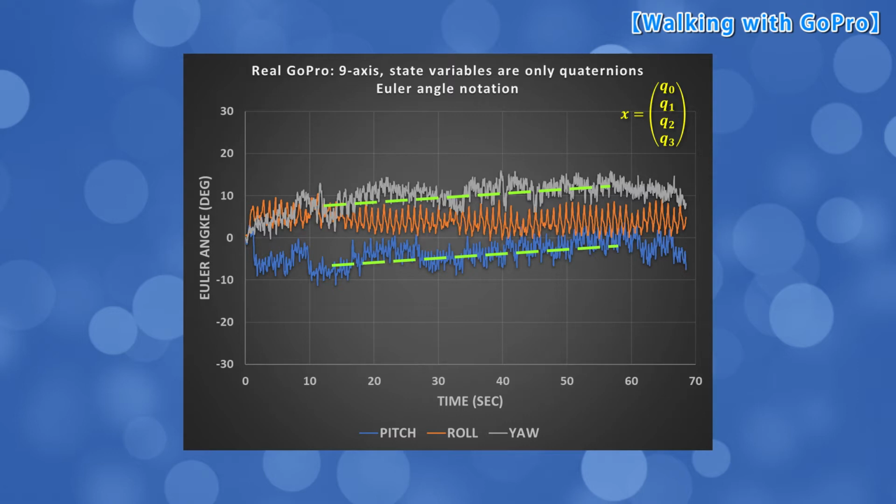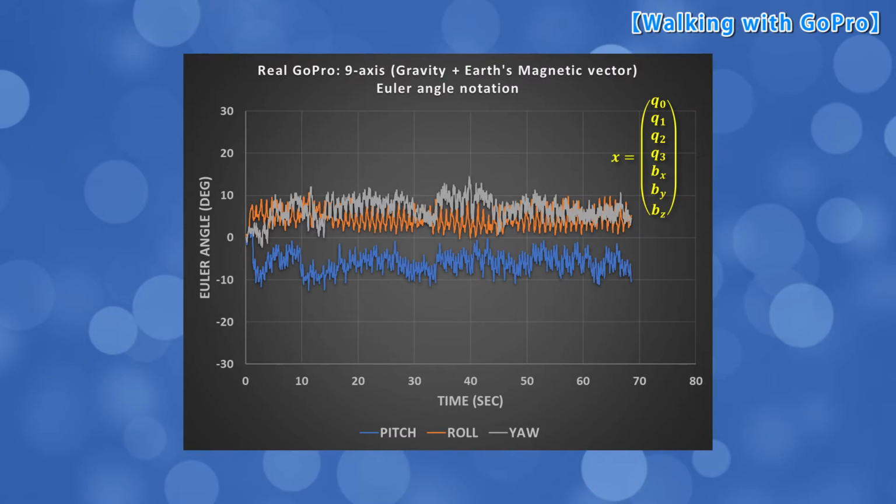The state variables are only the 4 elements of the quaternion. The roll baseline gets flat, but the pitch and yaw baselines are still tilted. I will discuss it later. This is also a 9-axis case. The state variables are composed of 4 elements of the quaternion and 3 elements of gyroscope offset. As a result, this time, all the baselines got flat.